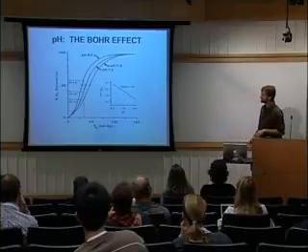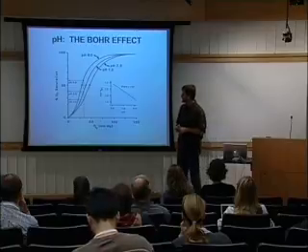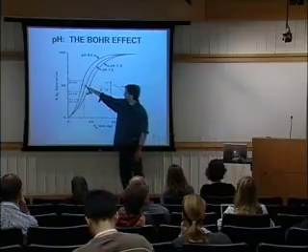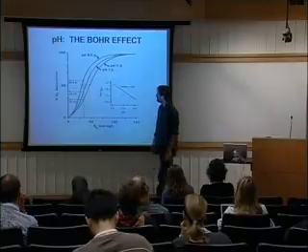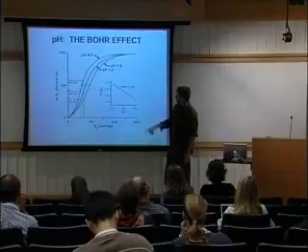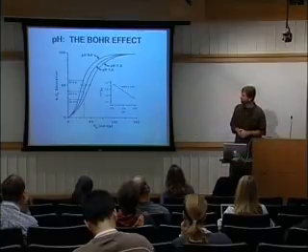So the Bohr effect is a measure of the sensitivity of oxygen binding to pH. All you're doing is measuring the P50 at different pH levels. Plotting log of P50 as a function of pH, and the slope of that relationship gives you the Bohr coefficient.